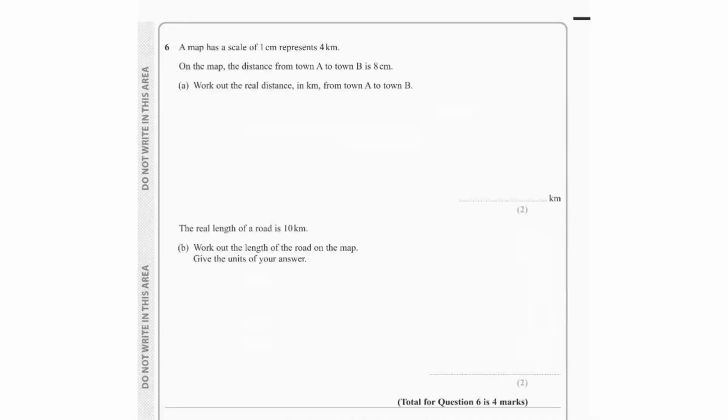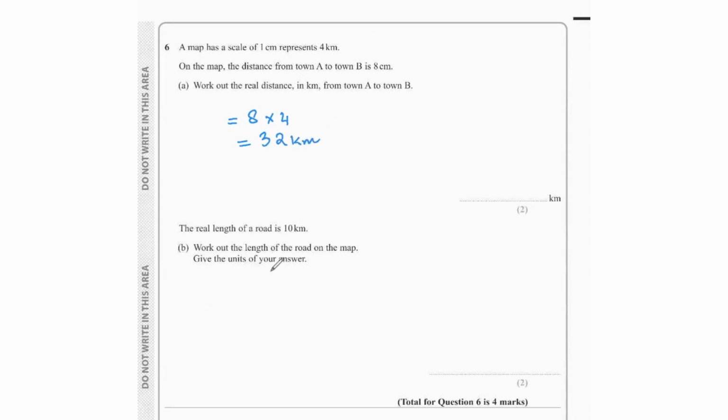Question 6 says a map has a scale of 1 centimeter represents 4 kilometers. On the map, the distance from town A to town B is 8 centimeters. Work out the real distance in kilometers from town A to town B. So if on the map 1 centimeter represents 4 kilometers and the distance is 8 centimeters, actual distance will be 8 times 4, which is 32 kilometers.